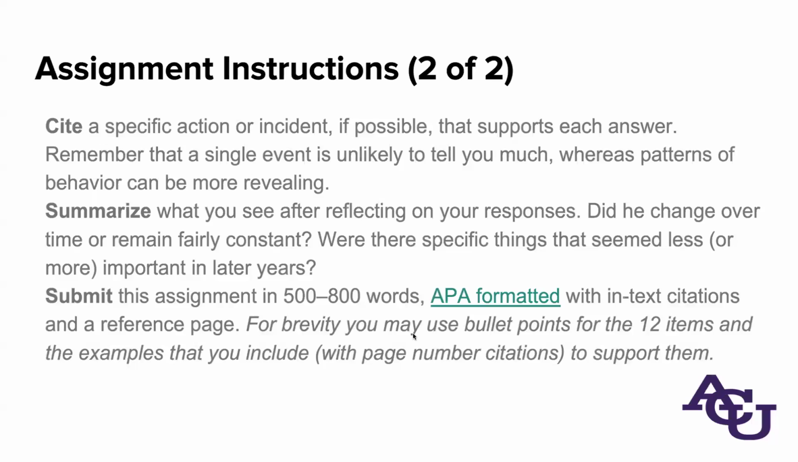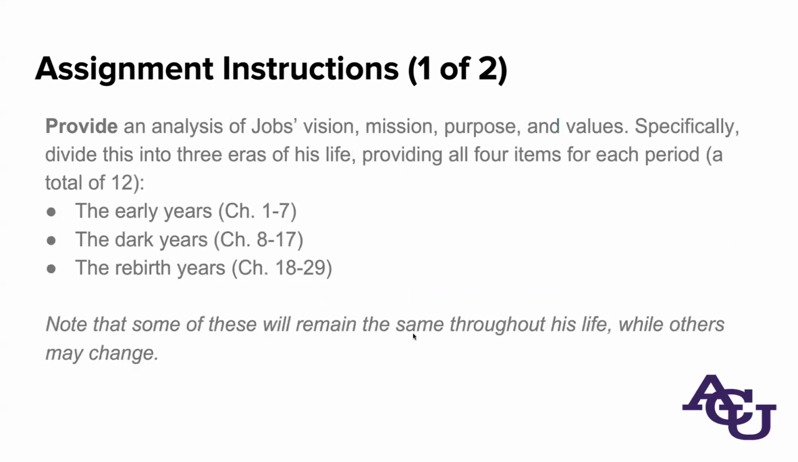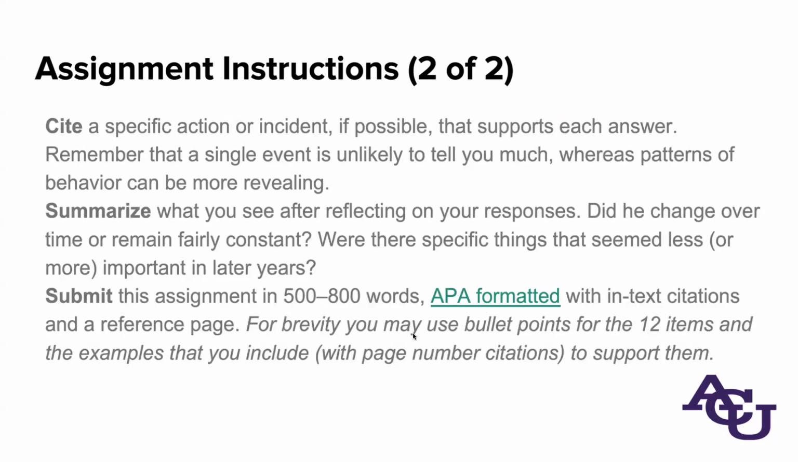And then there's a note here: cite a specific action or incident if possible that supports each answer. So when you're describing these, it's saying, give a supporting example. And I will say, from having seen several submissions for this assignment, the "if possible" is really a polite way of saying you should have a specific example for each of those answers as evidence towards it.